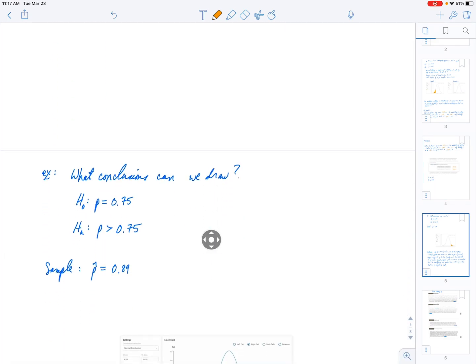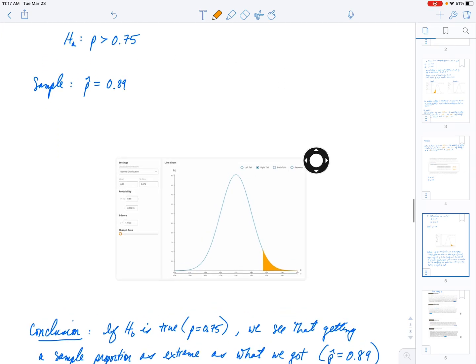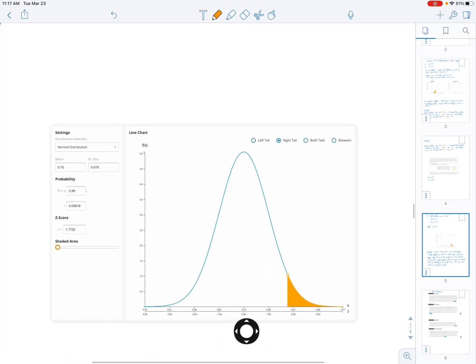So as a practice for this idea and to see how things are related, let's ask ourselves this question: what conclusions can we draw if we had this following situation? The null hypothesis was P is 0.75. The alternative hypothesis was P is greater than 0.75. And we observed a sample proportion p hat equals 0.89. Well, the logic is this. If the null hypothesis is 0.75, then you have a sampling distribution centered at 0.75.